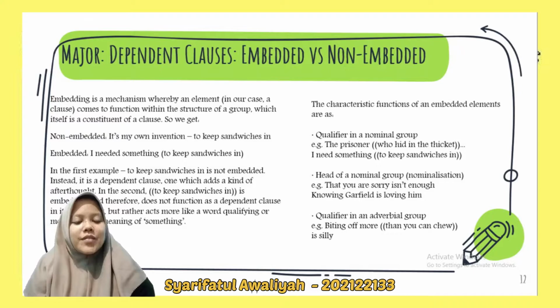The characteristic functions of embedded elements are, first, qualifier in a nominal group. For example, the prisoner who hid in the ticket. I need something to keep sandwiches in. And the second, head of a nominal group or nominalization. For example, that you are sorry isn't enough. Knowing Garfield is loving him. And the third, qualifier in an adverbial group. For example, biting off more than you can chew is silly.